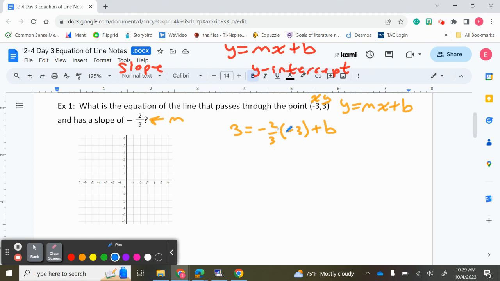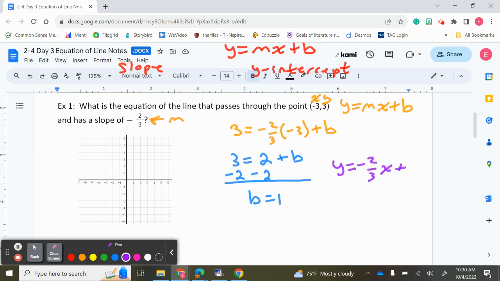So from here, I'm going to multiply -2/3 with -3. That's going to leave me with a +2. And then I'll subtract the 2 from each side. So in this case, I get b is equal to 1. So my actual equation for this is y equals -2/3 x plus 1. Are there any questions on what I did there in order to get that?